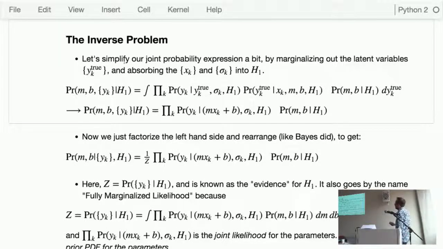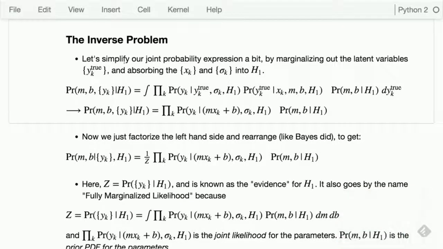So that's good. And then because this P of y true k is a delta function, we can just go ahead and do this integral, despite its huge dimensionality, and replace the y true k everywhere with just mx plus b. Okay, so now it's starting to look a bit more manageable.